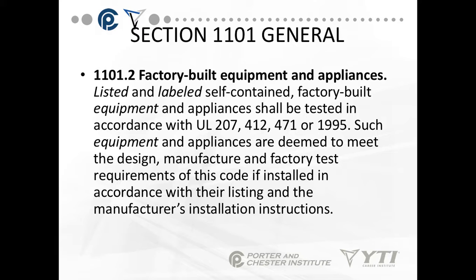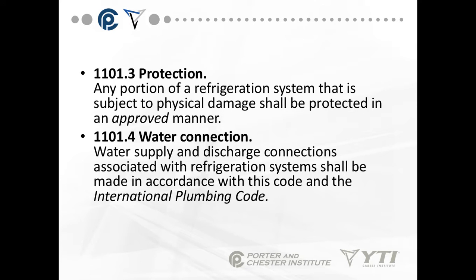Things like equipment, the UL listings, the fact that the appliances need to be UL listed, and the requirements that everything is installed in accordance with the manufacturer's installation instructions. That is pretty important and standard throughout the codes. 1101.3 says that everything has to be protected in an approved manner. Section 1101.4 talks about if you have a water supply connection, the water supply connection has to comply with the International Plumbing Code, which is another one of the international code books that's available from the ICC.